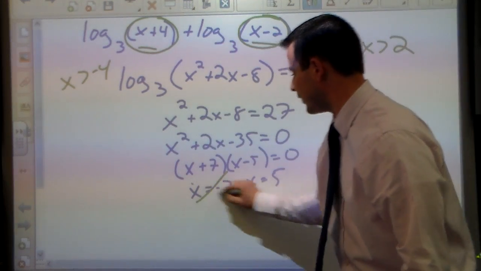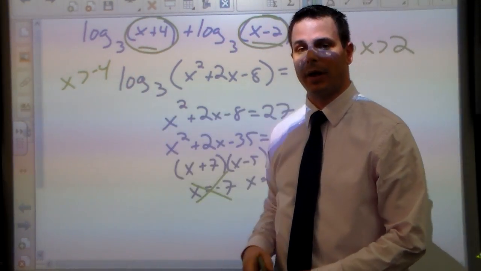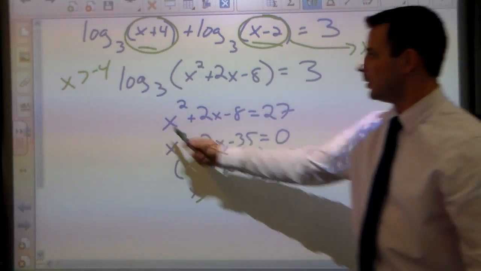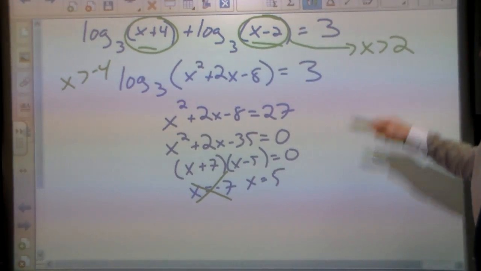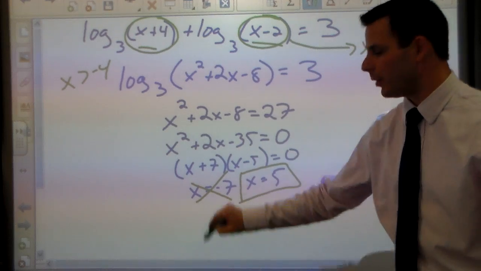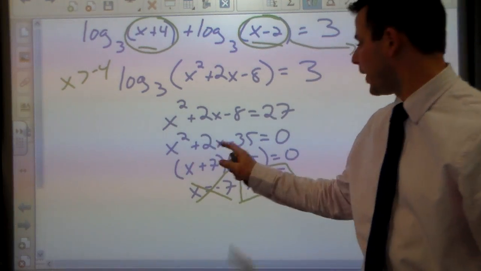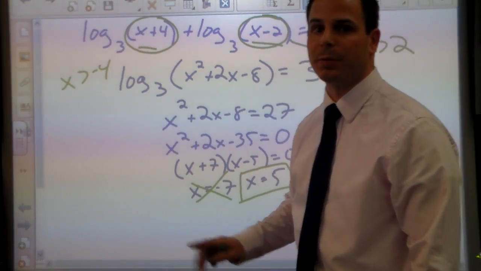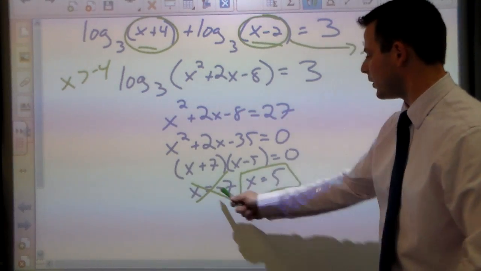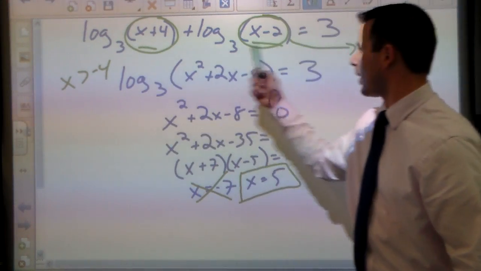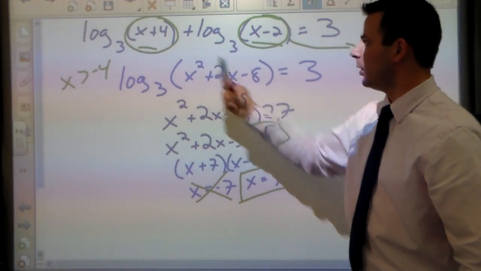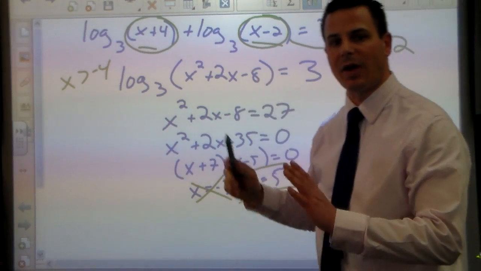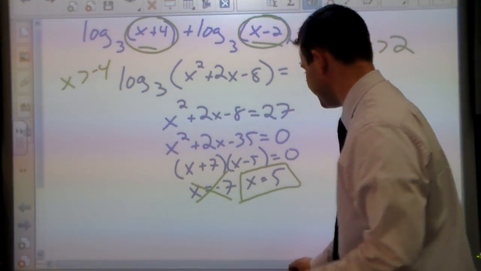So -7 is definitely out. -7 is not greater than -4. 5, yes, that's greater than -4 and greater than 2. Therefore, this is my only solution. It is possible that you reject both, and it's possible that you reject neither. In this case, I just had to reject one because it didn't satisfy either of these domains for the logs. Again, the inside of the log can't be 0 or negative.